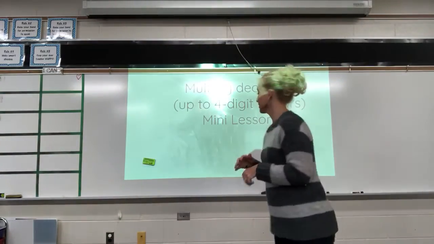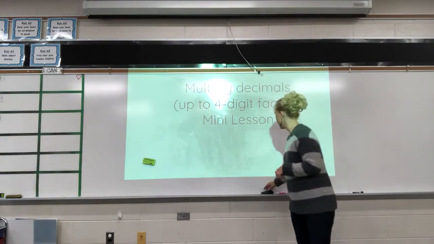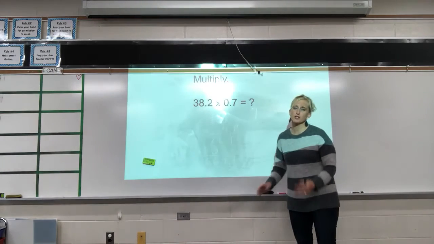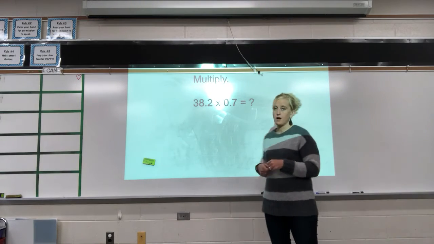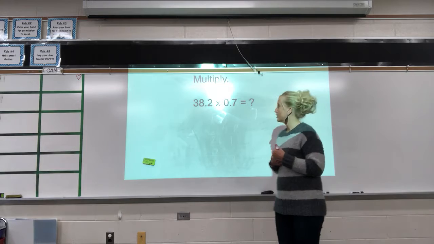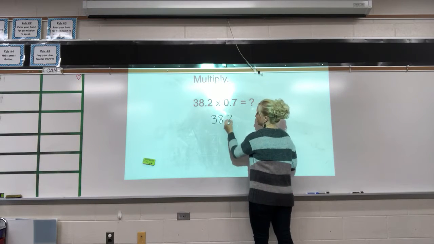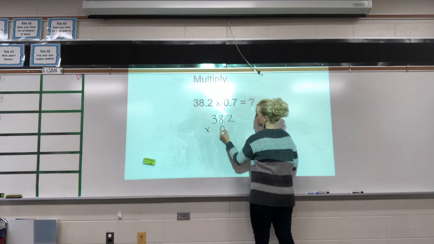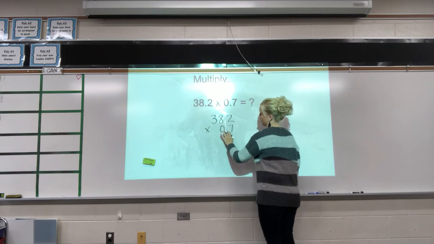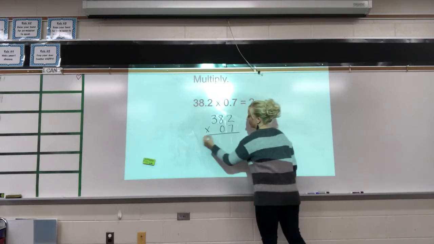Multiply decimals up to 4-digit factors, mini lesson. Okay, same thing here. Our numbers are just going to be a little bit longer. Okay, so same process. 38.2 times 0.7. Okay, again, I'm going to ignore those decimal points and then just solve the problem.